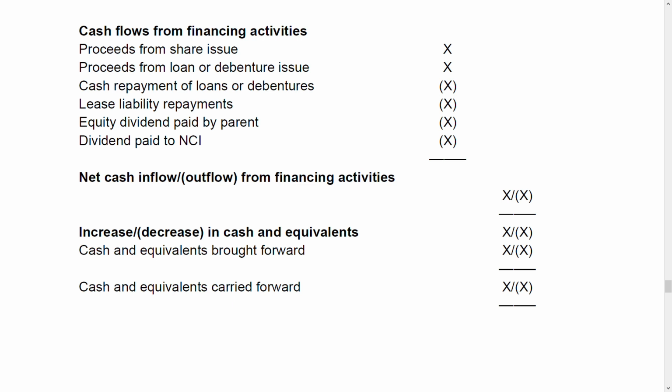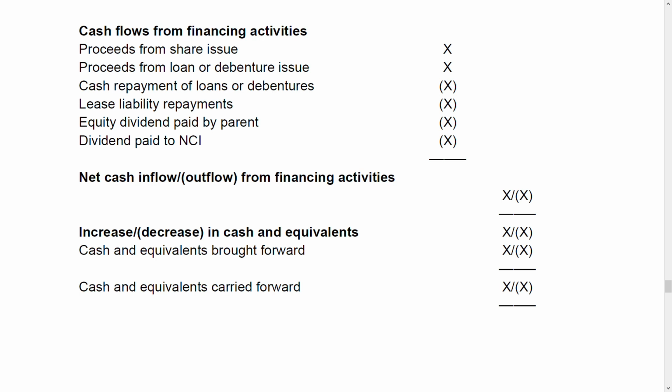Whenever I say outflow, you will see it in brackets, that means you have to deduct. That is the meaning of outflow. Inflow is without brackets. Lease liability repayment, outflow. Equity dividend paid by the parent, again outflow. And dividend paid to NCI, non-controlling interest, comes under financing activity, deducted. There are two: dividend received is under investing, but dividend paid to NCI is under financing activity.